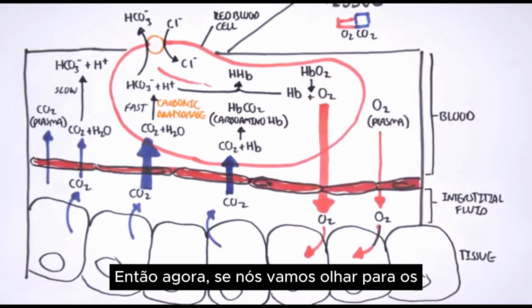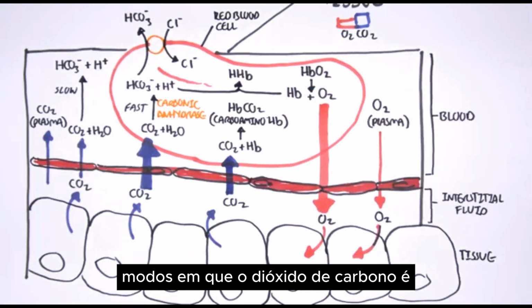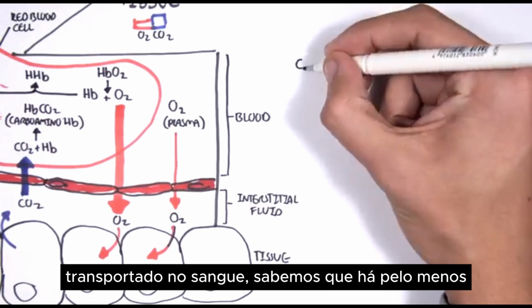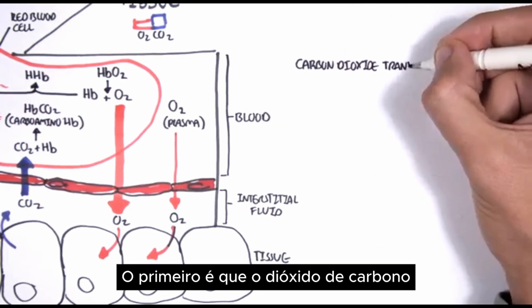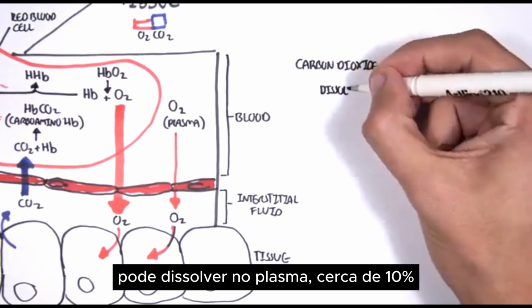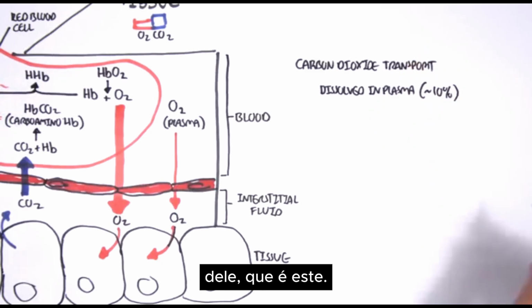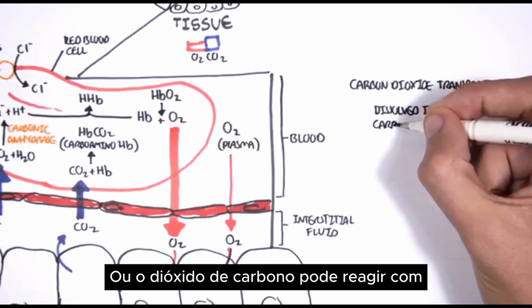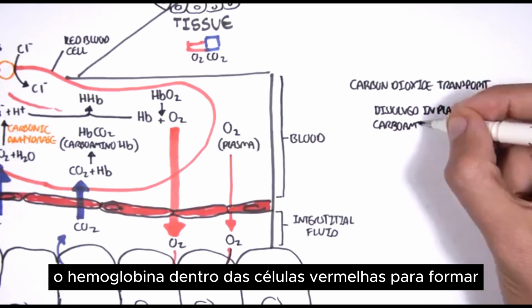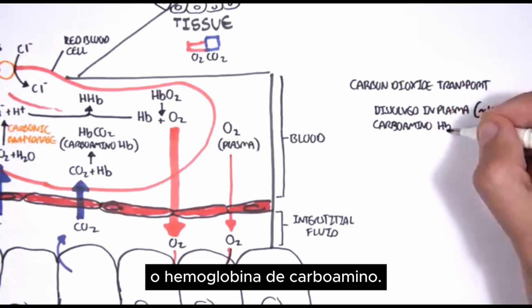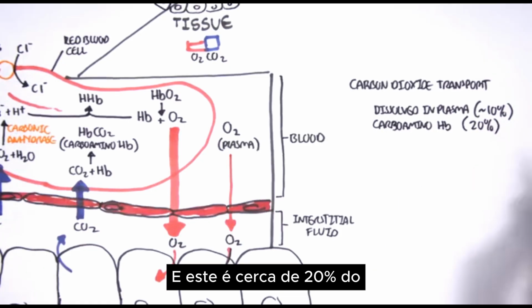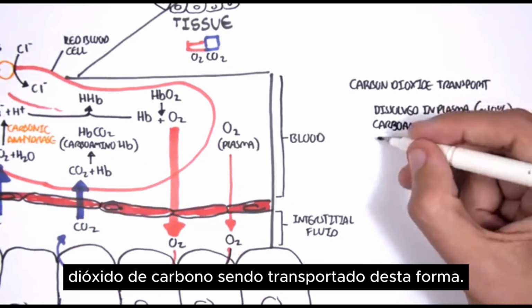So now if we're going to look at the ways carbon dioxide is transported in the blood, we know that there are at least three mechanisms. The first is that carbon dioxide can dissolve in plasma, about 10% of it. Or carbon dioxide can react with hemoglobin within red blood cells to form carbaminohemoglobin. And this is about 20% of the carbon dioxide being transported this way.